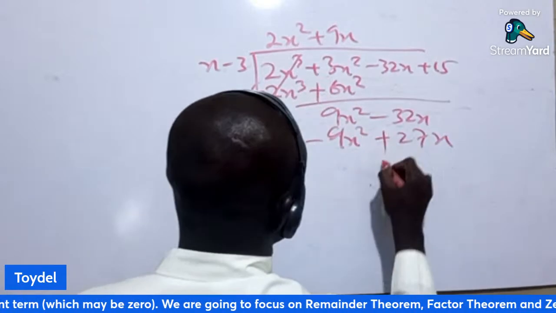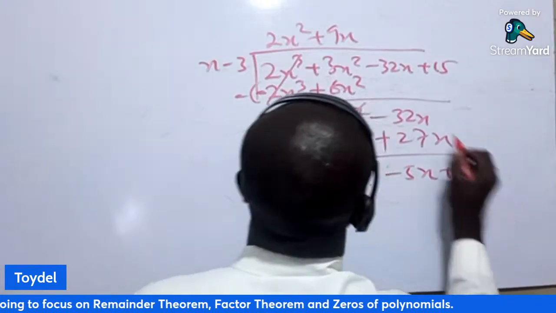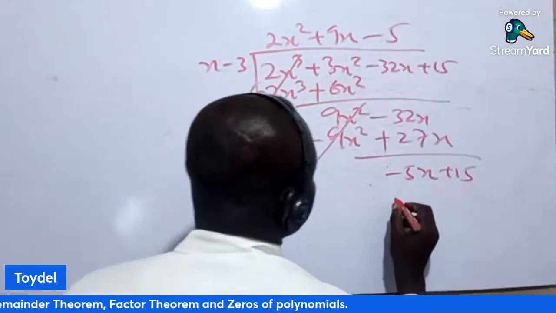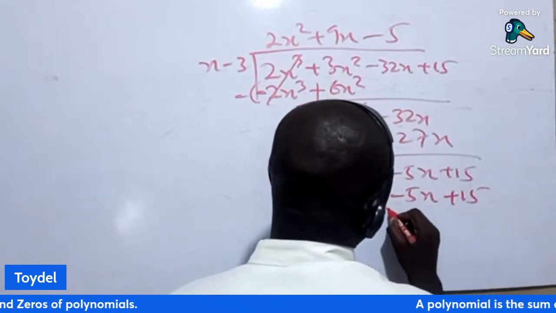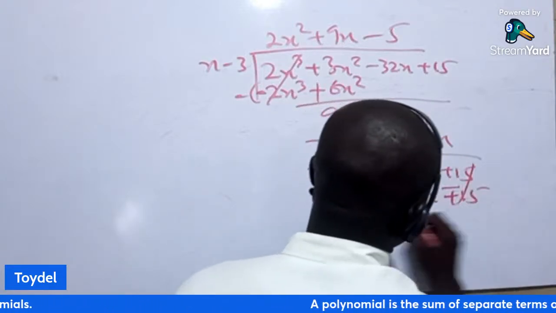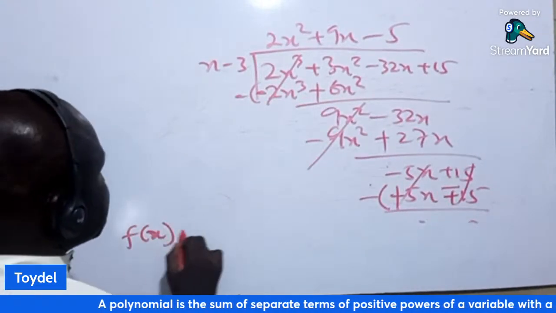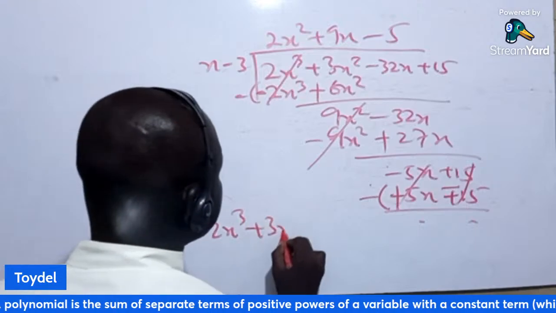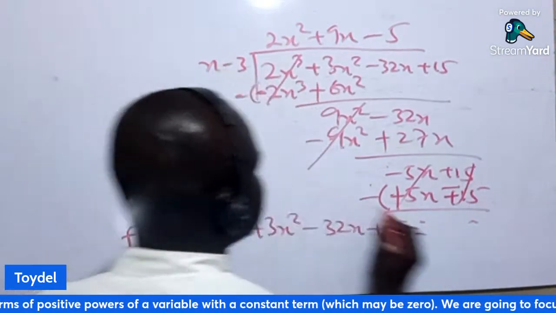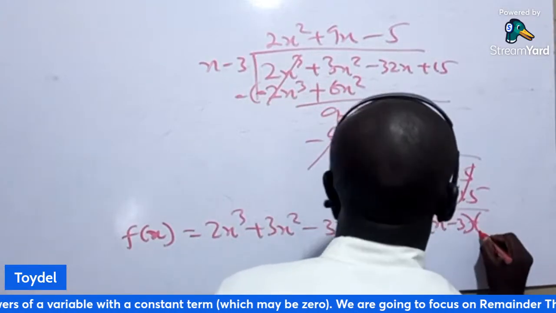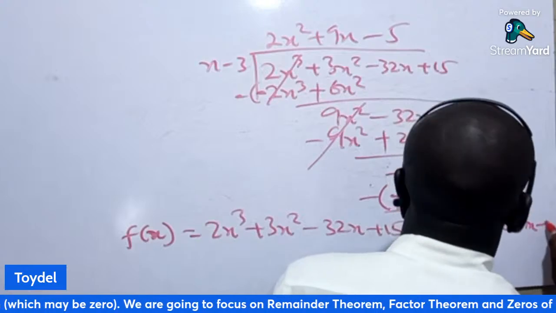When I introduce minus, this changes to plus. This will cancel out. I'm going to have minus 5x plus 15. So I will introduce minus 5 here, so that I'm going to get minus 5x plus 15. When I introduce negative, this will be plus, this will be minus. Then the remainder is 0. So it shows that my f of x, which is equal to 2x cubed plus 3x squared minus 32x plus 15, is the same thing as the divisor x minus 3 multiplied by the quotient 2x squared plus 9x minus 5.